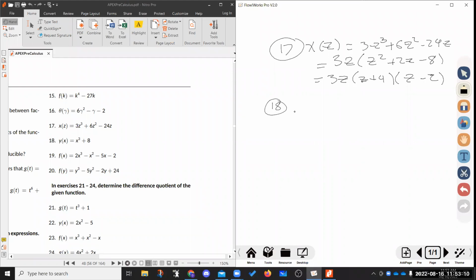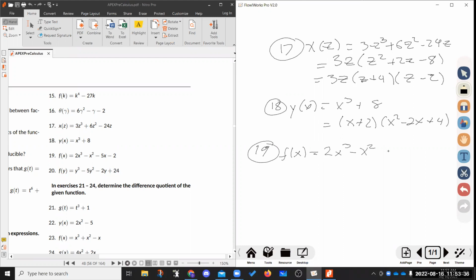Number 18 is going to be a sum of cubes, x cubed plus 8. I have to break that down into x plus 2 times x squared minus 2x plus 4. I talked about that formula just a minute ago. Number 19. F of x is equal to 2x cubed minus x squared minus 5x minus 2.